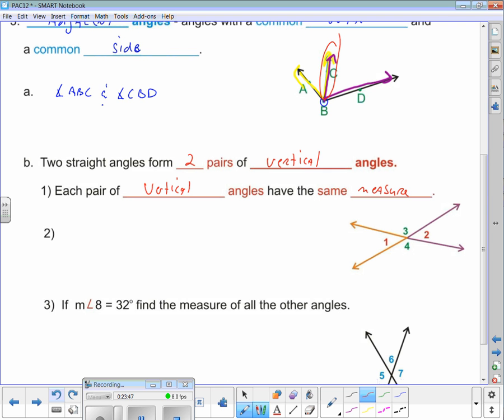So here's what we're saying. We're saying the measure of angle 1, that orange angle, equals the measure of angle 2, its vertical angle. They're right across from each other vertically. So 1 and 2 are vertical angles, right? And we're also saying this. The measure of angle 3 must equal the measure of angle 4. They are vertical angles.